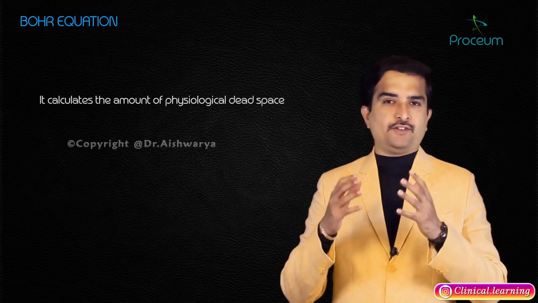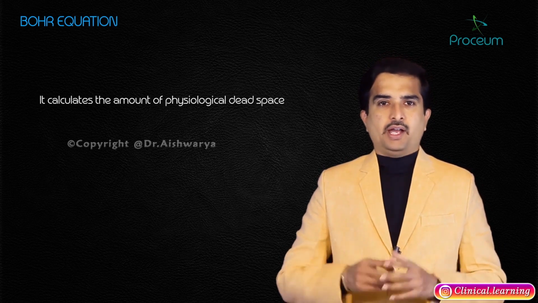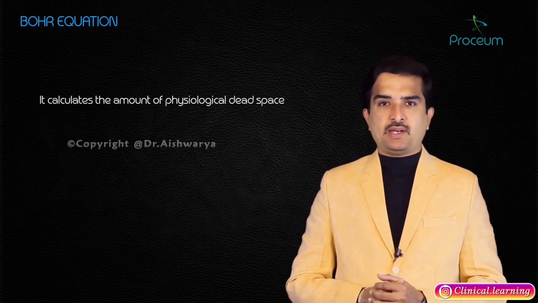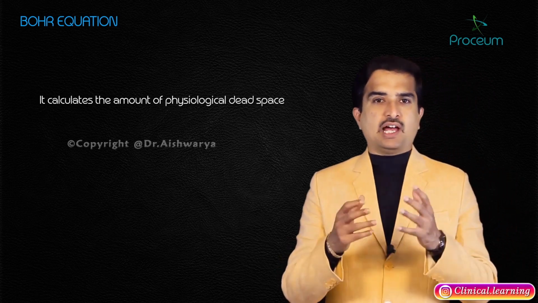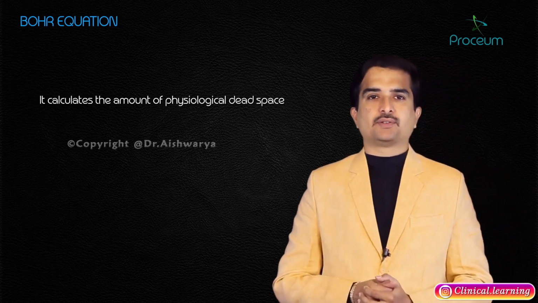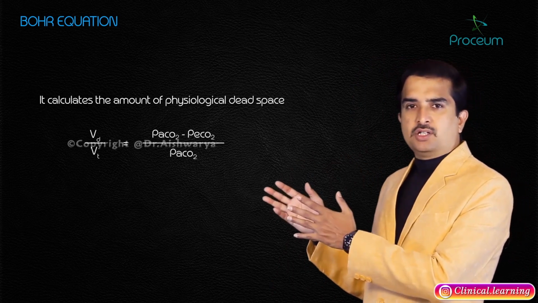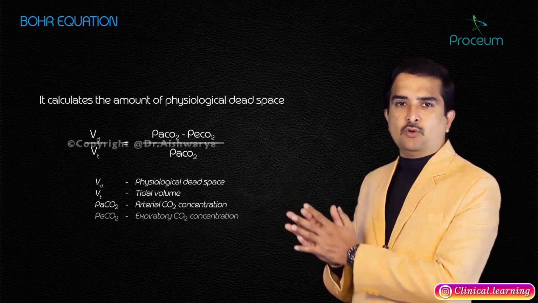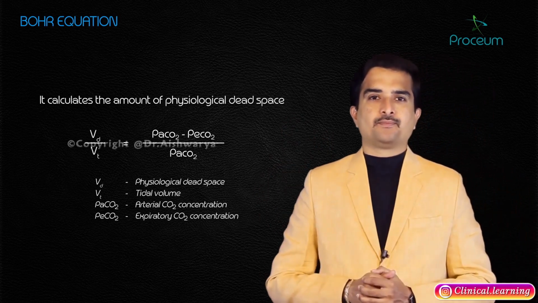So what is Bohr's equation? It calculates the amount of physiological dead space in a person's lungs. It differs from the anatomical dead space as measured by Fowler's method, as it includes the alveolar dead space component. It is the ratio of the physiological dead space to the total tidal volume, and can be represented by this formula.